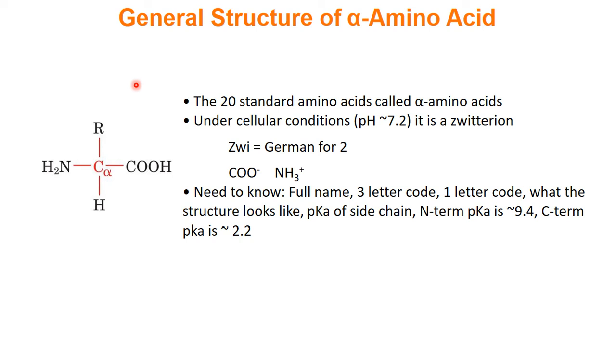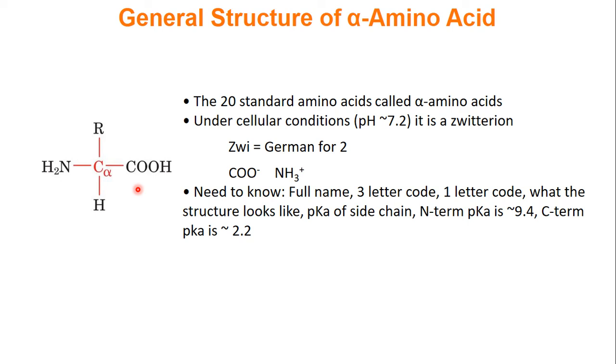Now, inside the cell, which has a pH of roughly 7.2, amino acids are what are called zwitterions. Zwei is the German word for two, and ion. So this NH2 group under cellular conditions is NH3+ and is positively charged. This COOH group is COO minus under cellular conditions and is negatively charged.